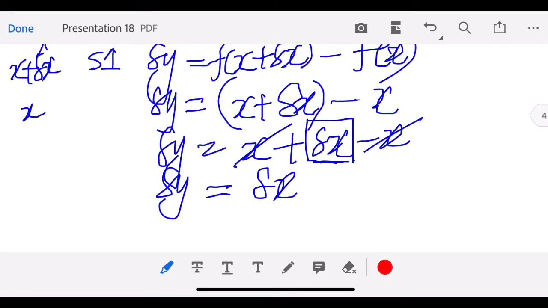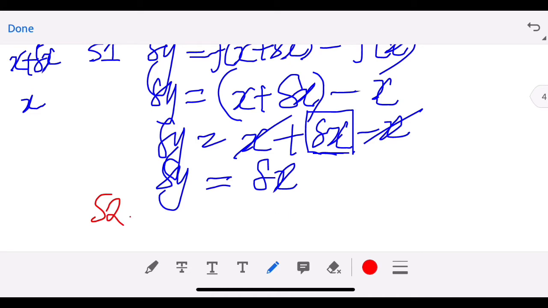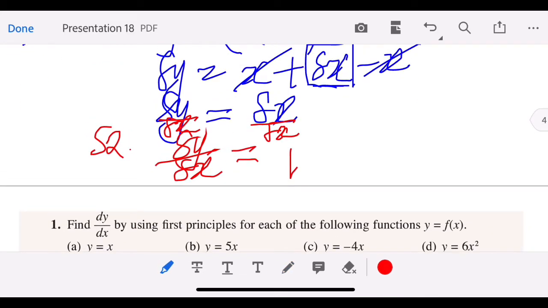The second step, if you recall, I taught you in my previous video, is that we have to divide by delta x. We have to find the value of delta y over delta x. So if I divide by delta x on both sides, I will get delta y over delta x, which is 1.